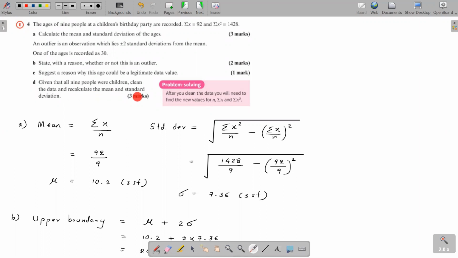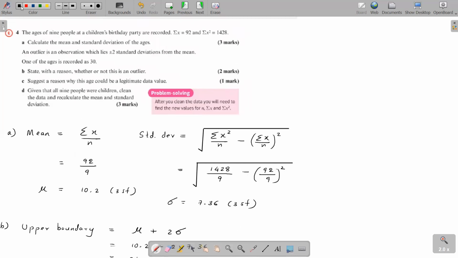Then they ask you to recalculate the mean and the standard deviation. Basically, the sigma x over n and sigma x square formulas need to be applied again, but for the clean data. So these are things that you commonly get to do in your exam, right? You need to clean the data, remove these things, and again recalculate. So how do we do this? How do I get the new mean? How do we get the new sigma x? Now, sigma x means you add the ages of all the 9 people, right? So basically, you add x1 plus x2 until the x9th person, right? We know that the addition of the 9 ages was 92.